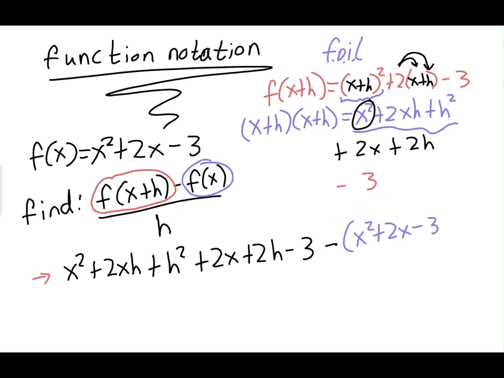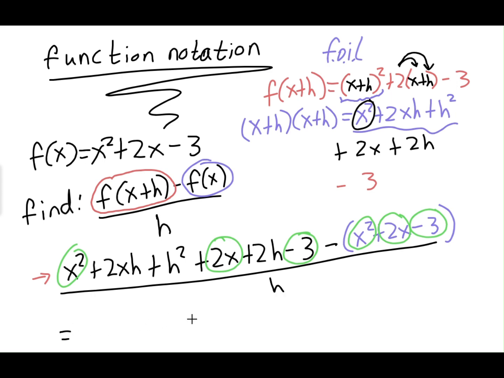But then notice that we have an x squared minus another x squared. We have a 2x minus a 2x, and we have a negative 3 minus a negative 3. So drop that parenthesis there. Those just cancel each other out. If I divide this by h, all we have is the 2xh plus h squared plus 2h over h. Everything else went away.